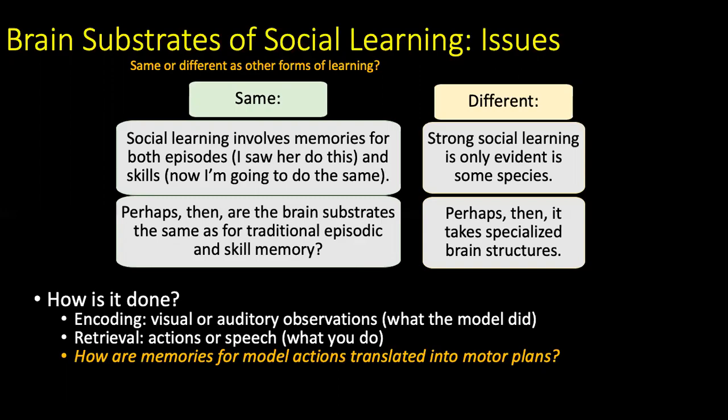So how is it done, right? We can see at the level of encoding, visual or auditory observations, right? If we're looking at what a model does, the person that we're observing and trying to engage in that behavior, right? We also see aspects of retrieval, right? We have to bring up actions or speech. What are we doing in a certain situation, right? And so, bigger picture question, how are memories for model actions translated into motor plans, right?